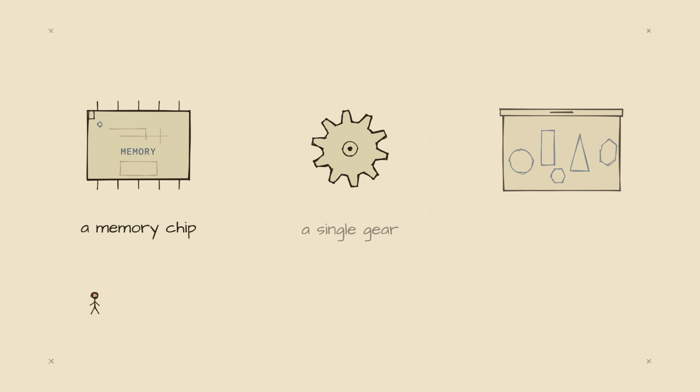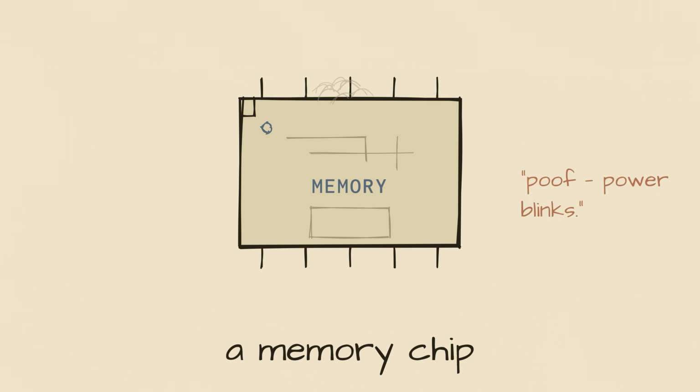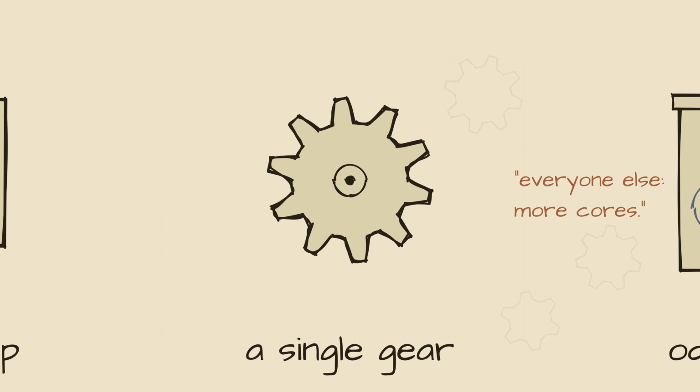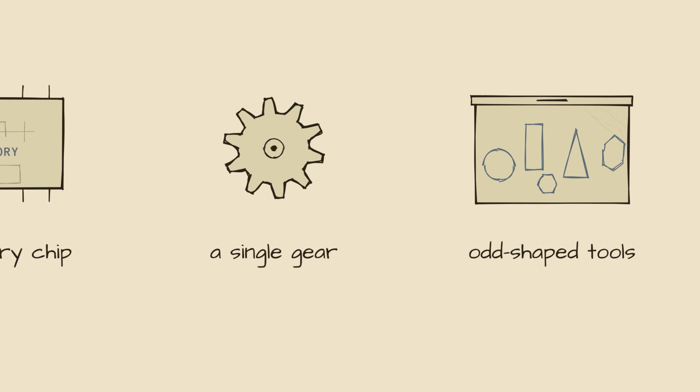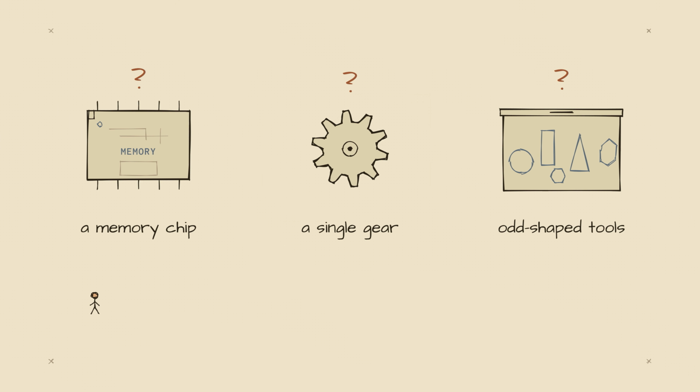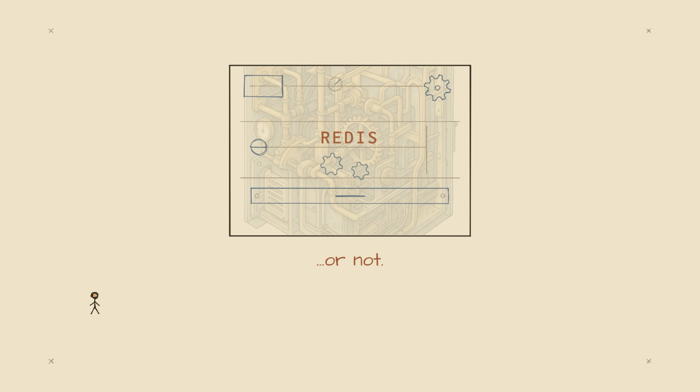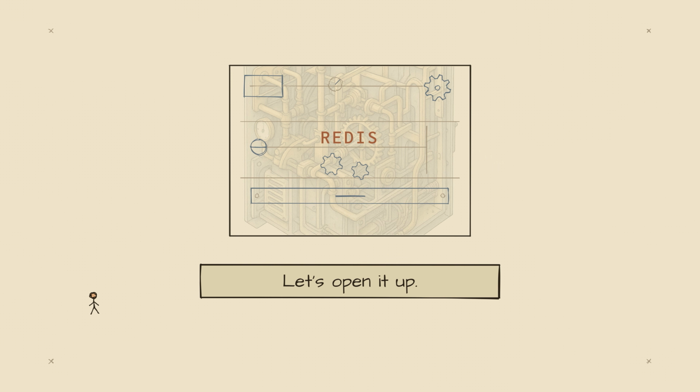Redis makes a few choices that, on their own, sound like bad ideas. It keeps all your data in memory, where it vanishes if the power blinks. It runs your commands on a single thread, while the rest of the world chases more cores. And it ships with a strange menu of data types most developers rarely touch. Any one of these sounds like a weakness, but put them together and you get one of the most useful tools in modern software. So let's open it up and see why every piece is there.